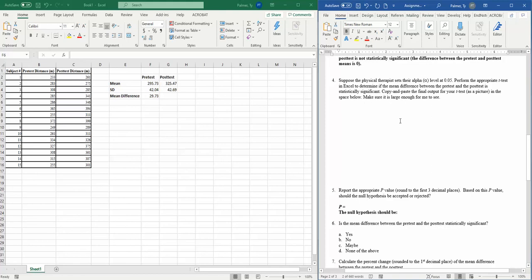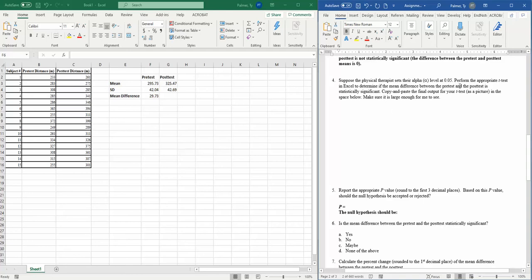Okay, let's move on to question number 4. It says, suppose the physical therapist sets their alpha level at 0.05. Perform the appropriate t-test in Excel to determine if the mean difference between the pretest and the post-test is statistically significant. Copy and paste the final output for your t-test as a picture in the space below. Make sure it is large enough for me to see.